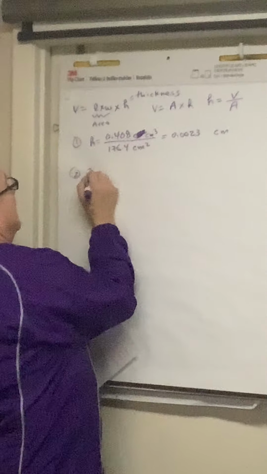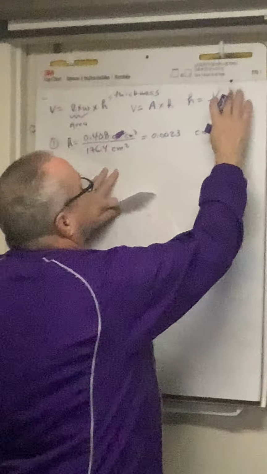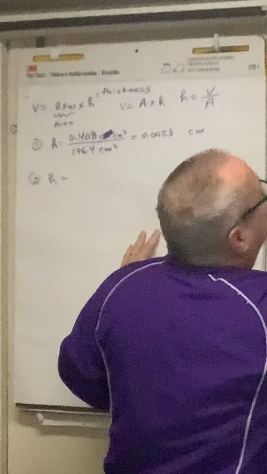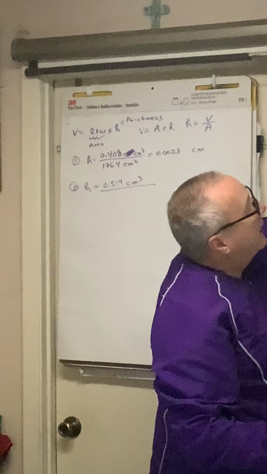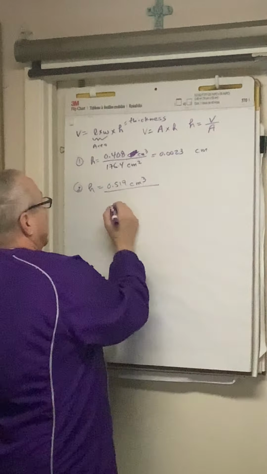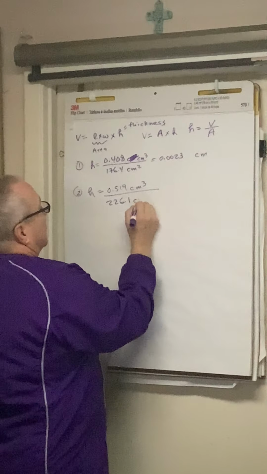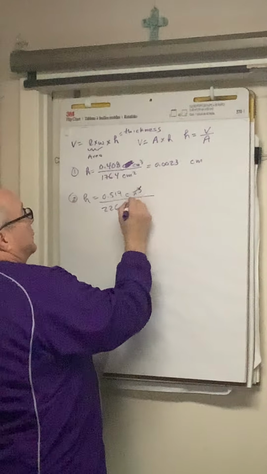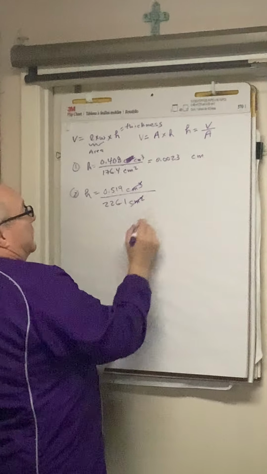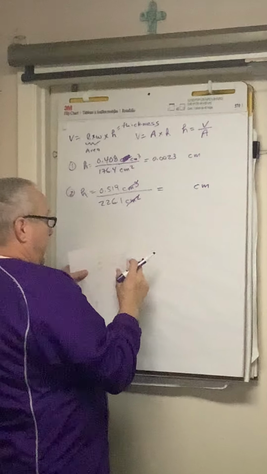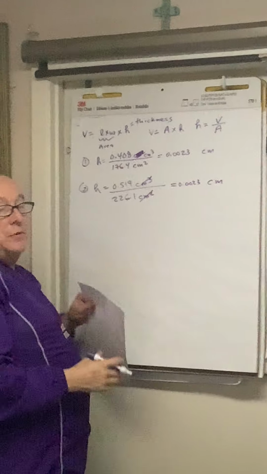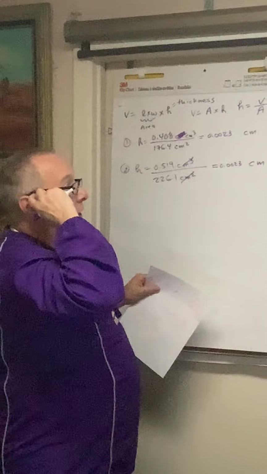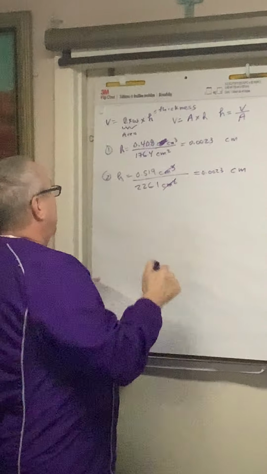For number 2, height is equal to the volume divided by the area. The volume is 0.519 cubic centimeters divided by my area. My area is 226.1, a little bigger piece, centimeters squared. Centimeters cubed divided by centimeters squared is equal to centimeters. And when I do the math, it comes out to 0.0023. I was very happy with these numbers when I did this at my kitchen table. I love this experiment because it works every year.